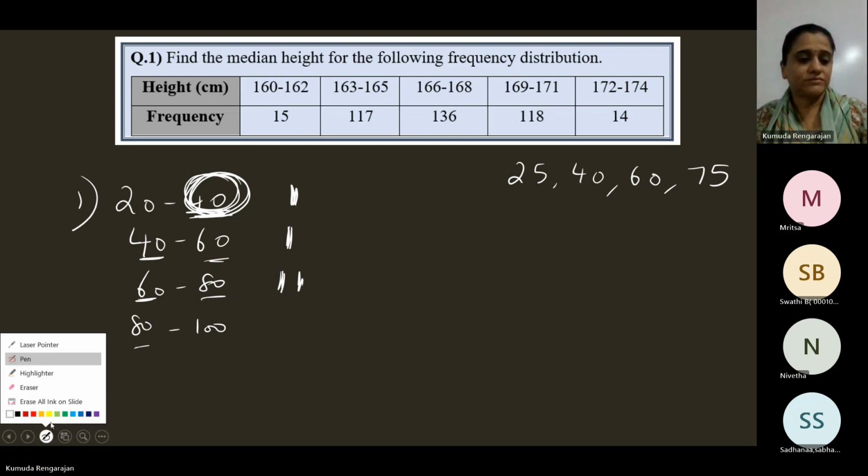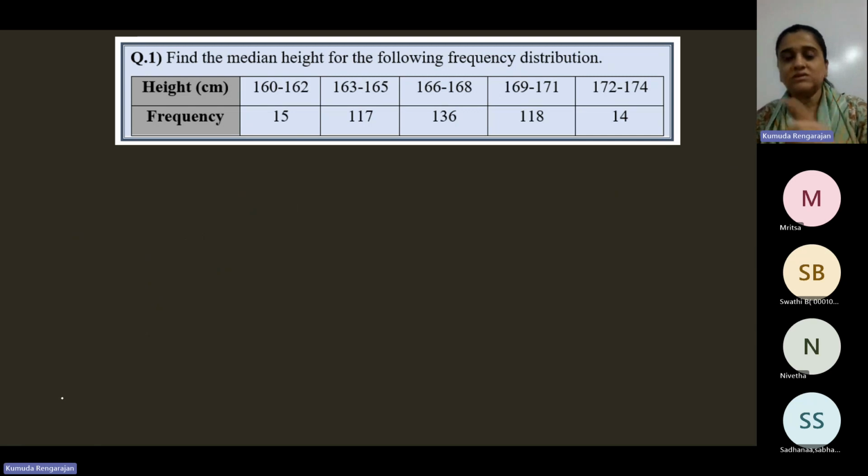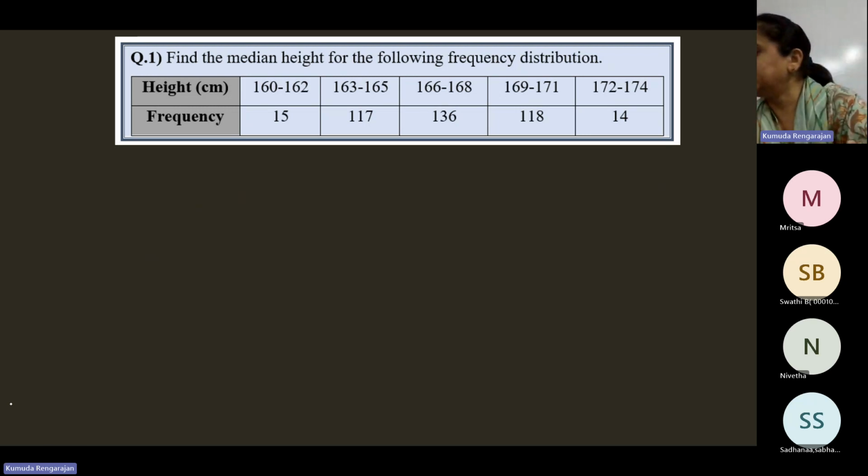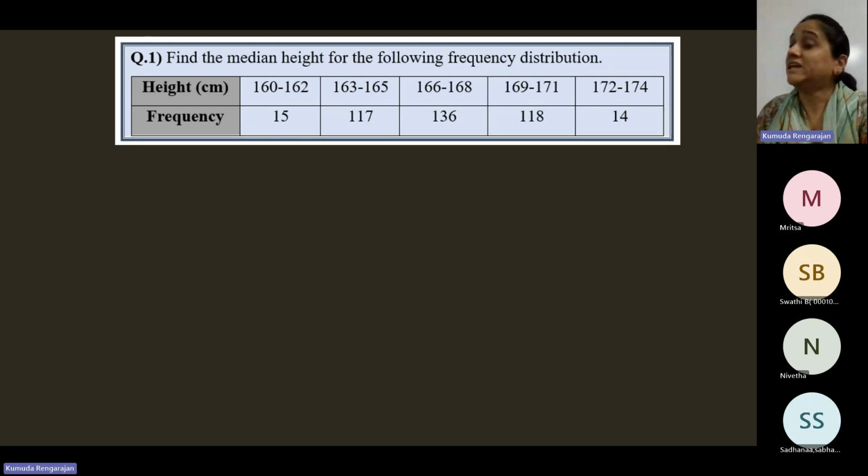Okay, so that's about that. So here the class intervals are of inclusive series because the upper limits belong to the same class interval, are included in the same class interval. So the class intervals are of inclusive series. All right. Now, inclusive also means not continuous. Inclusive also means it's not continuous.